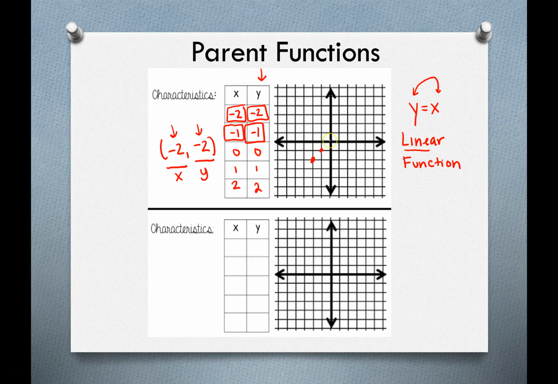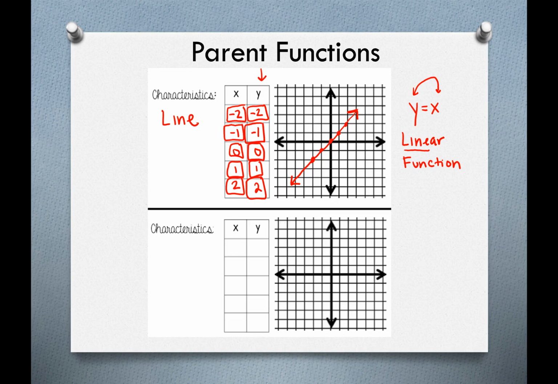0, 0 means you're going left, right 0, and up, down 0. So that's right here. Okay, we've done that one. Now let's go ahead and plot 1, 1. The first one is going to be right 1 and then up 1. You can start to see this pattern. I really want you to get in the habit of drawing the line through these points and putting arrows, because the arrows indicate that they go on for a long time, or forever, really. The characteristic of a linear function is that it is just a line.